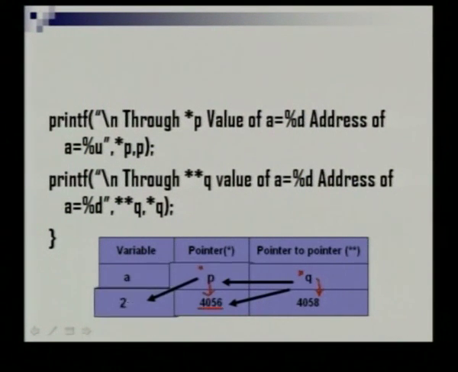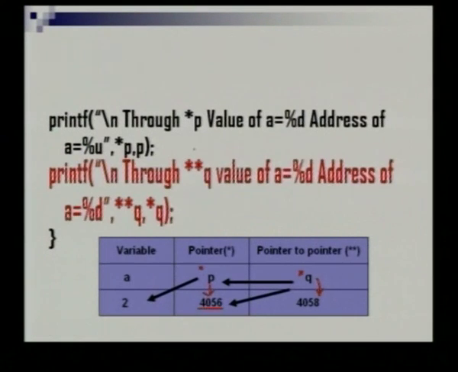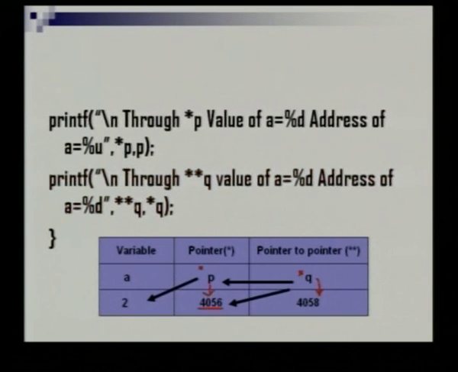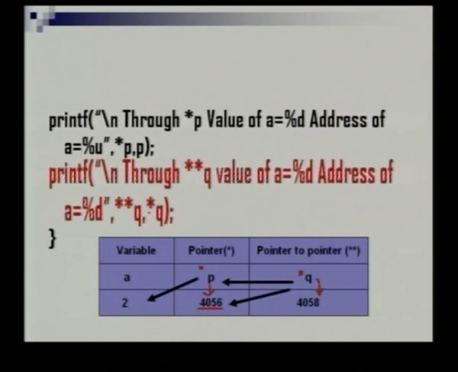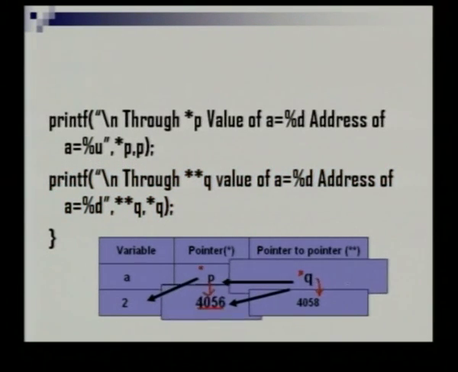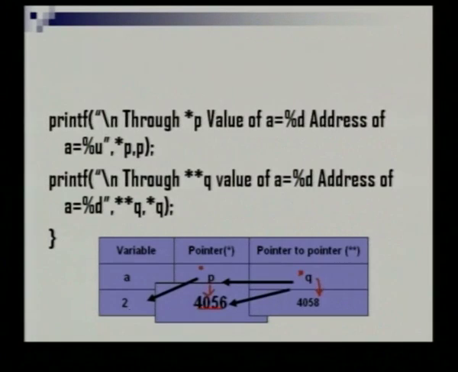p is getting the address, star p is giving the value 2. Through this pointer to pointer variable, the value of a is obtained by double star q and the address of a is obtained by star q. That is what is indicated over here. Star q holds the address of a, double star q holds the value of a. So this is the pointer to pointer variable.